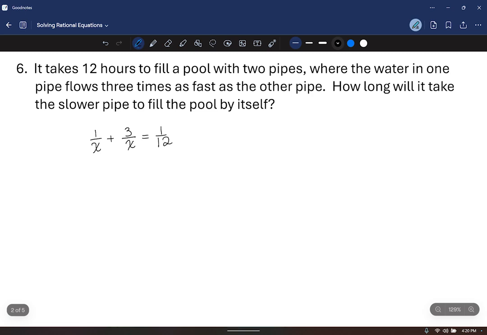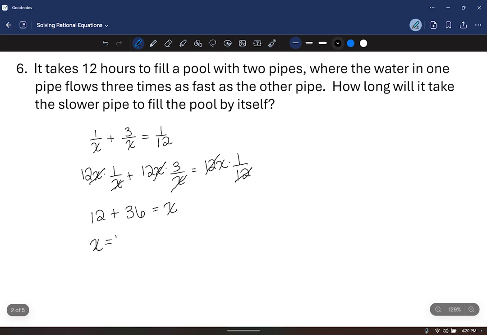So this time I need to multiply by 12x. So I'm going to multiply 12x times 1 over x, 12x times 3 over x, and 12x times 1 over 12. So my x's cancel, and I have 12 plus, x's cancel, 12 times 3 is 36 equals, 12's cancel, x times 1 is x. So x is equal to 48.